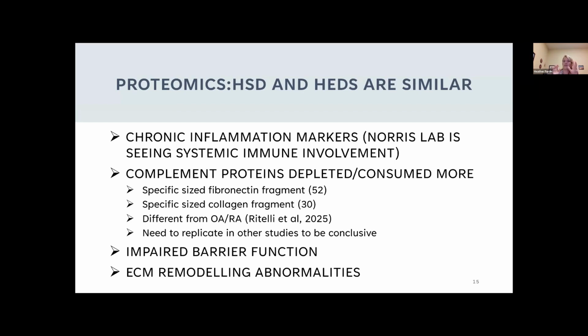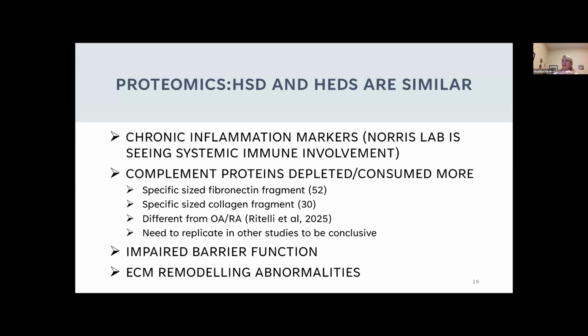And then this Ritelli found very specifically sized fragments of fibronectin, which is a protein, and then also a very specifically sized collagen fragment that were found in those with HSD and hEDS that was differently sized from what was found in those with osteoarthritis and rheumatoid arthritis. So they also had fragments, but they were a totally different size. And so this could be potentially a biomarker.